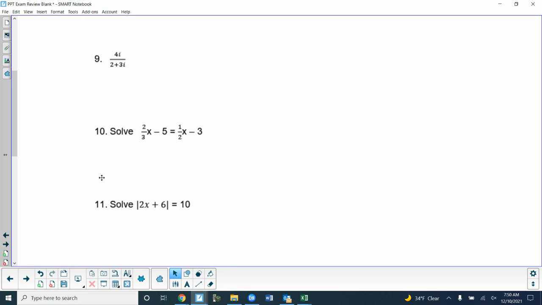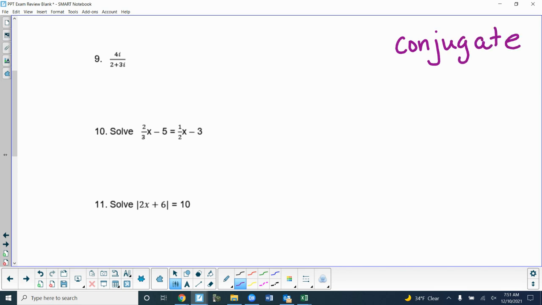All right, so when we have these complex numbers that we're dividing, we can't have an i in the denominator. So we've got that 2 plus 3i in the bottom. What we have to use is what we call the conjugate to get rid of that i in the bottom. Remember, i is the square root of -1. You're not allowed to have radicals in denominators, so you're not allowed to have i's in denominators. So the conjugate of 2 plus 3i is 2 minus 3i. So you multiply the top and the bottom by that conjugate.